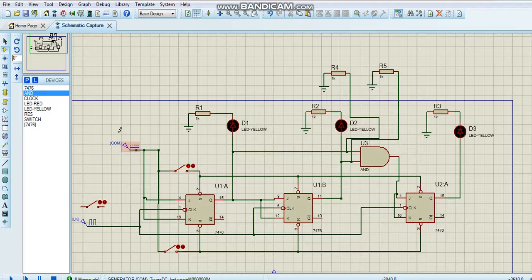Proteus again. So this is the Proteus diagram that is implemented. You can see 3 flip-flops are used and 1 AND gate. The outputs of your first flip-flop and second flip-flop are ANDed together, and that is fed to your third JK flip-flop. And this is my clock pulse, and you can see that all the clock signals of the 3 flip-flops are fed from the same clock pulse. So this becomes a synchronous counter.